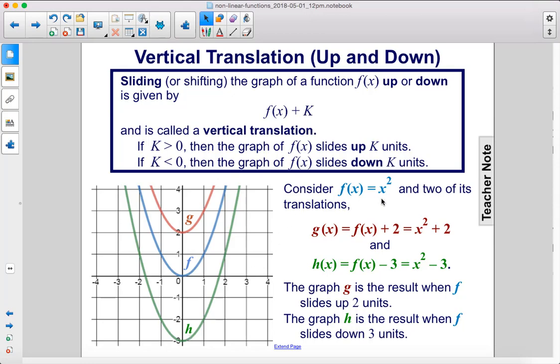Consider f of x equals x squared and two of its translations. We have g of x equals f of x plus 2, which equals x squared plus 2, and h of x equals f of x minus 3, which equals x squared minus 3. The graph g is the result when f slides up 2 units, and the graph h is the result when f slides down 3 units.